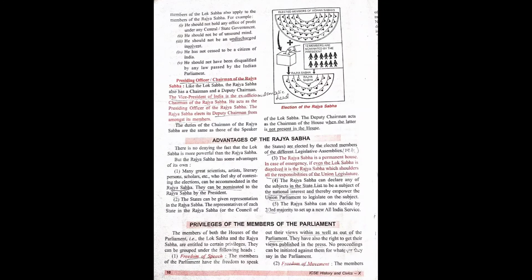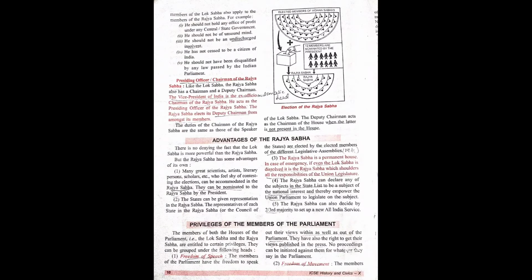Union Legislature. The Rajya Sabha can declare any of the subjects in the state list to be a subject of national interest and thereby empower the Union Parliament to legislate on the subject. So Rajya Sabha has the power to declare any of the subjects in the state list if it is of national importance. The Rajya Sabha can also decide by 2/3 majority to set up a new All India service.